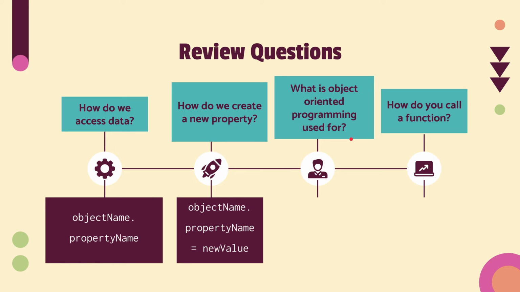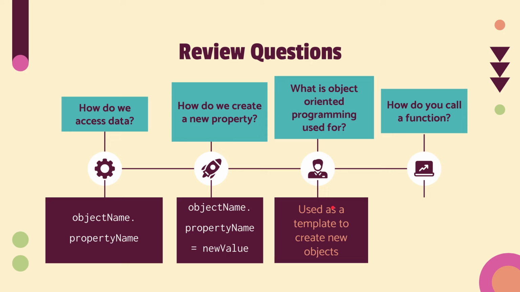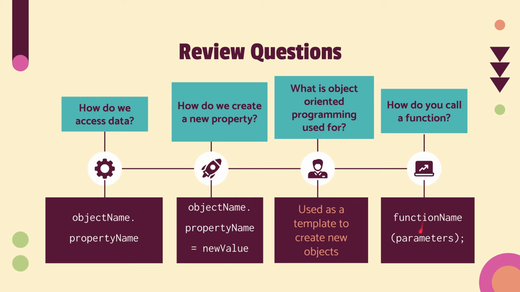Next, what is object-oriented programming used for? Okay, object-oriented programming is used as a template to create new objects. Finally, how do you call a function? So to call a function, you just say the function name, then in parentheses you have the parameter, then you end it off with a semicolon.